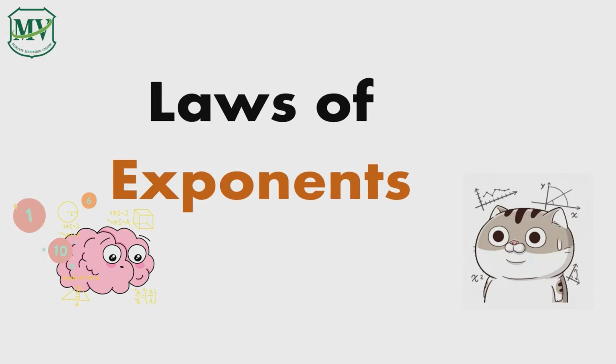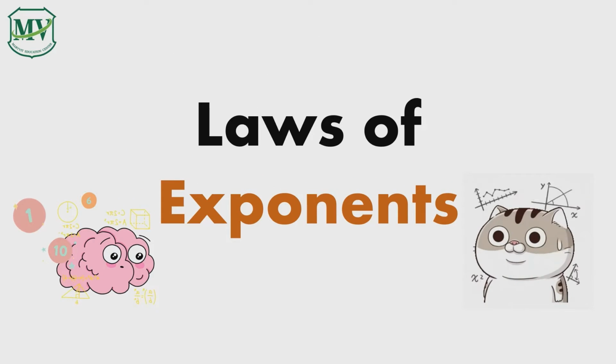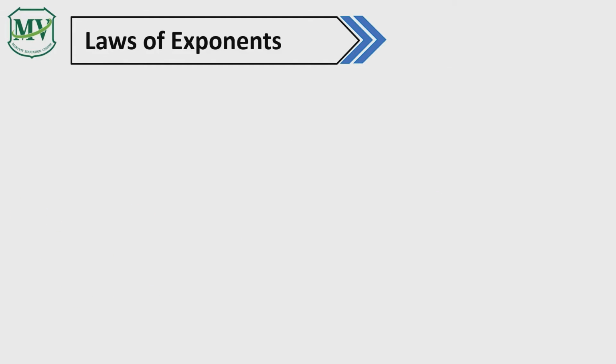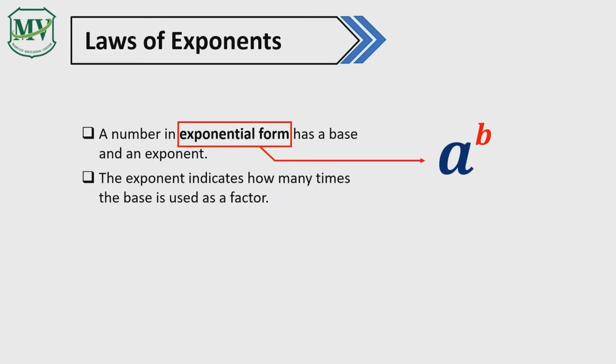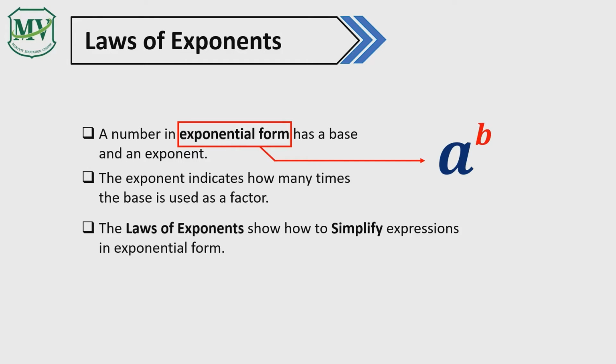Let us learn about the laws of exponents. Before we go through the next topic, remember that a number in exponential form has a base and an exponent. The exponent indicates how many times the base is used as a factor. And the laws of exponents are a way to show how to simplify expressions in exponential form.